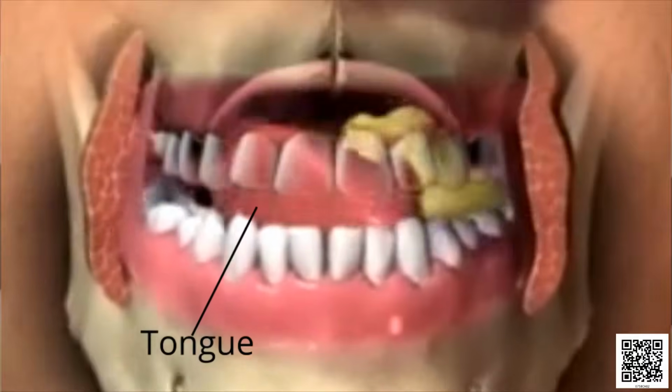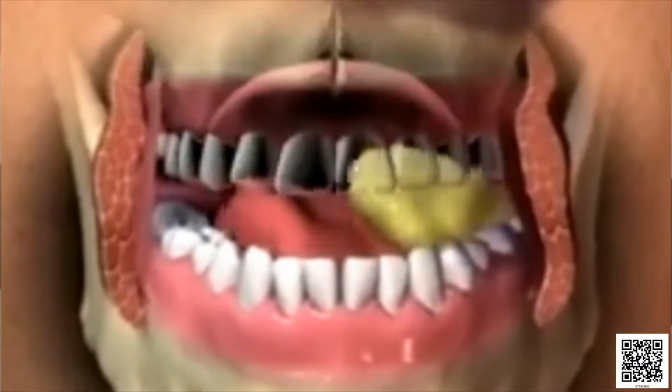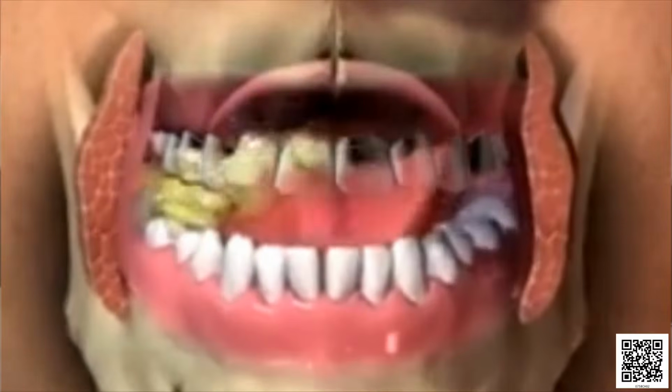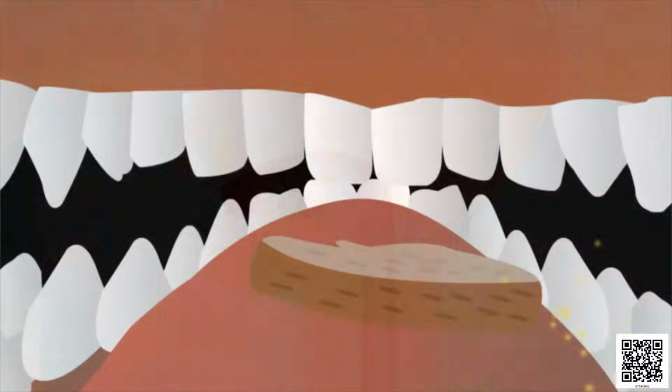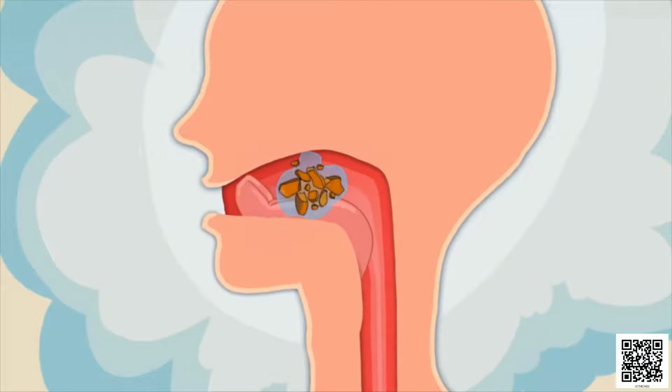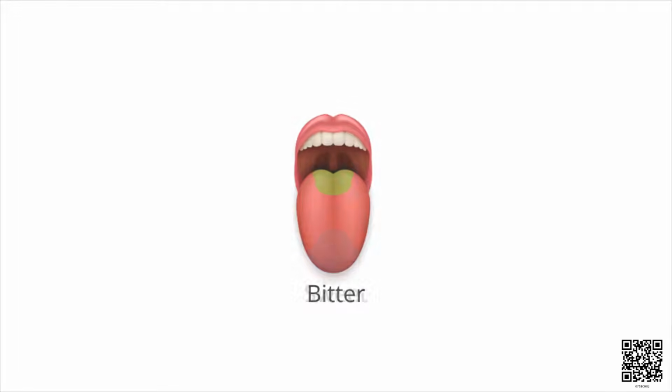Next part is tongue. The tongue is a fleshy, muscular organ attached at the back to the floor of the buccal cavity. It is free at the front and can be moved in all directions. The tongue has taste buds that detect different tastes of food like salty, bitter, sweet, and sour.